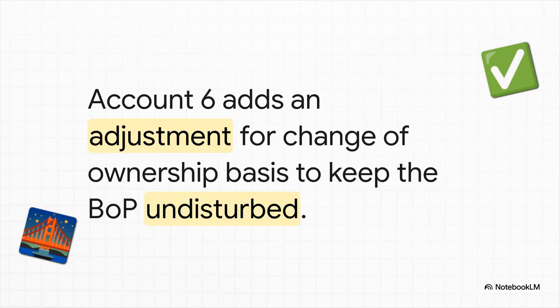So, how do we solve that conflict? Well, physical goods usually cross a border way before the legal paperwork of ownership is finalized, right? We need a bridge. So, to keep the overall balance of payments on current account undisturbed, account 6 adds a very specific entry. It's called the adjustment of merchandise imports and exports for change of ownership basis. This single adjustment entry is the essential bridge between the RBI data and the DGCIS data. It keeps the whole thing mathematically sound.